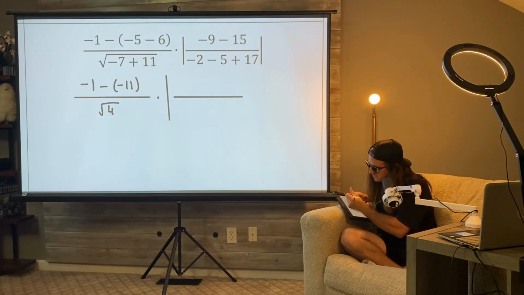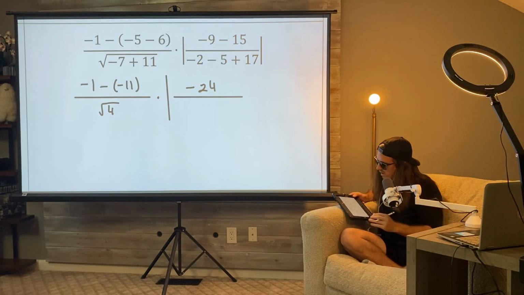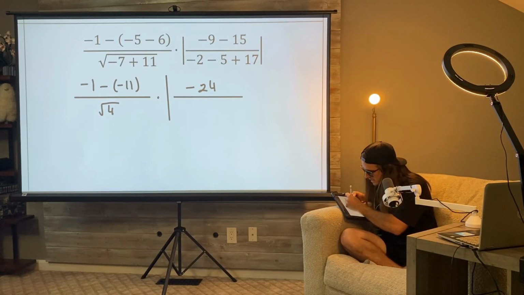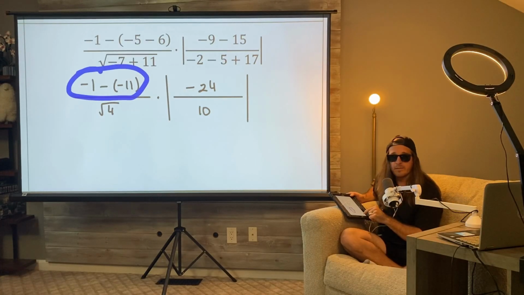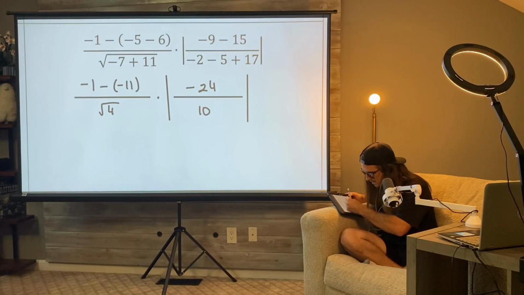Negative 9 minus 15 is negative 24. Negative 2 minus 5 is negative 7. Plus 17 is 10. This right here, I'm going to finish in one step. That double negative becomes a positive. Negative 1 plus 11 is 10.